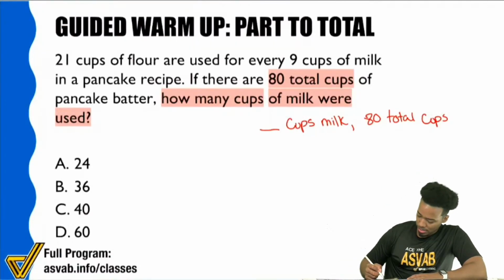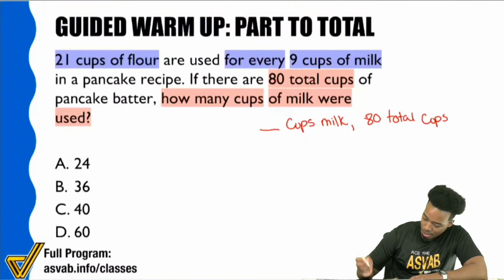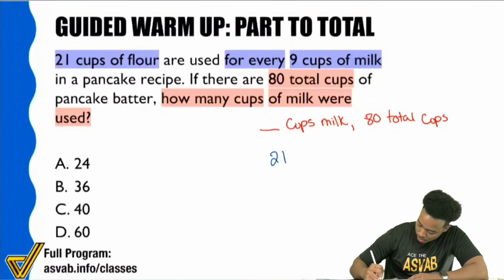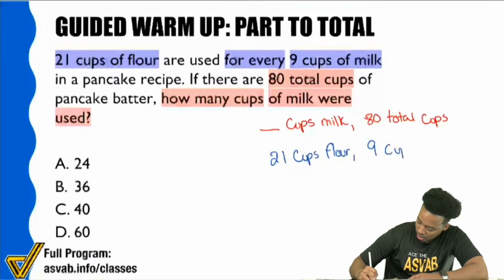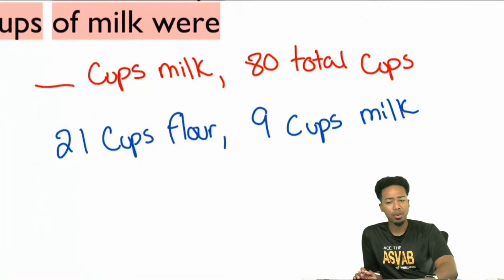So over here, it says 21 cups of flour are used for every 9 cups of milk. So let's write this down. 21 cups of flour, and then we have 9 cups of milk. Okay, first of all, everybody, are we comparing this in the same way?